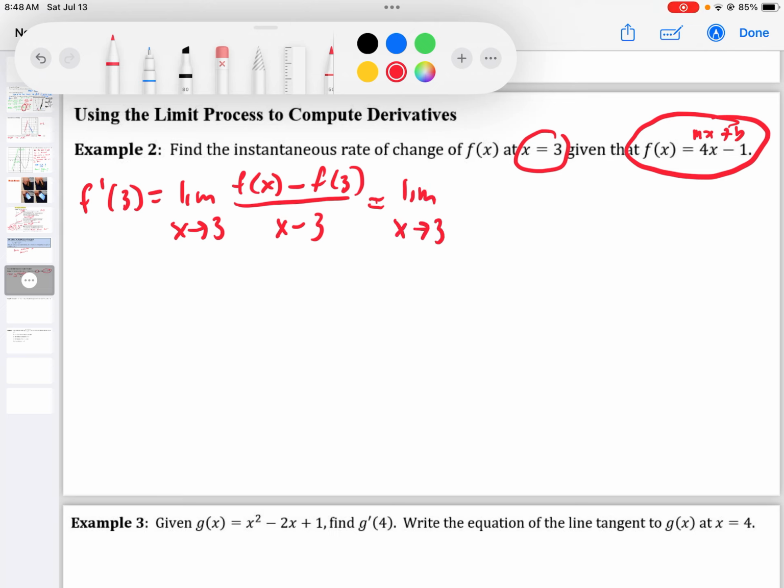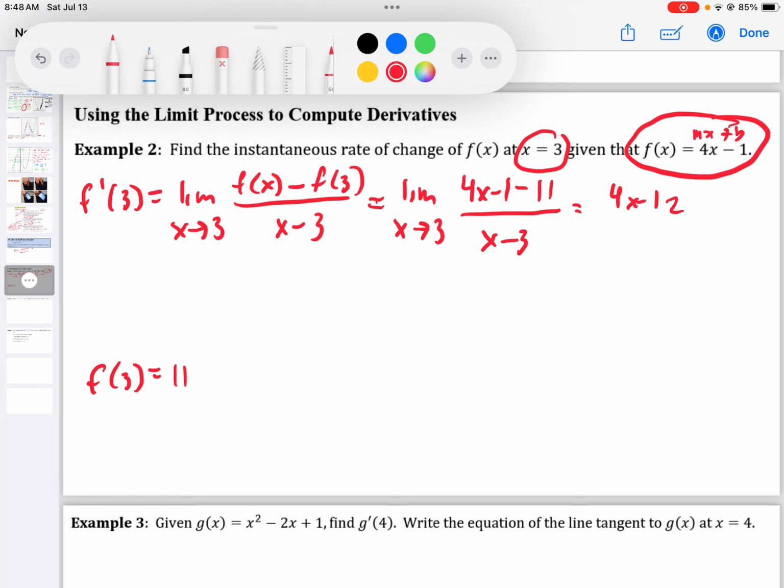All right, so f of x. I'm going to keep my limit notation coming over. The f of x is 4x minus 1, minus f of 3. Well, what do I get when I plug in 3? 3 times 4 is 12, minus 1 is 11, over x minus 3.